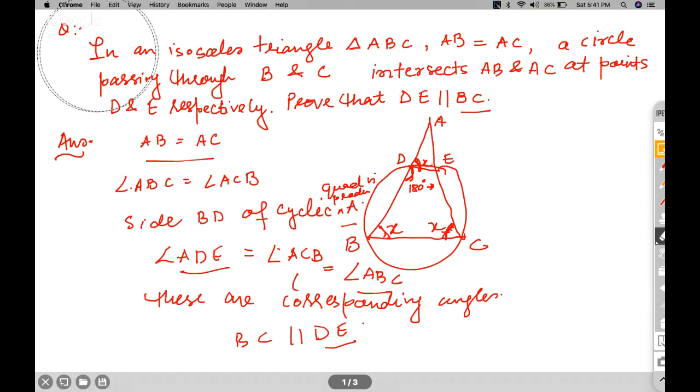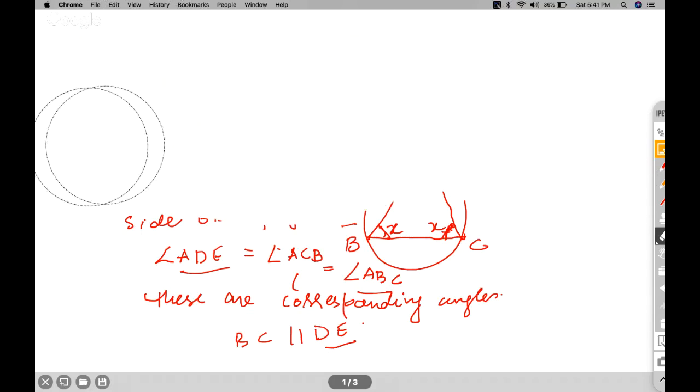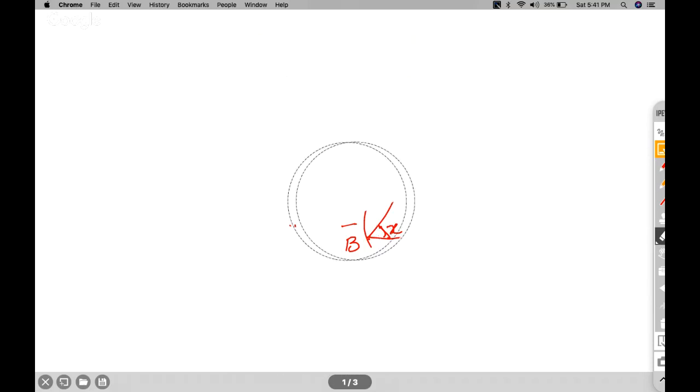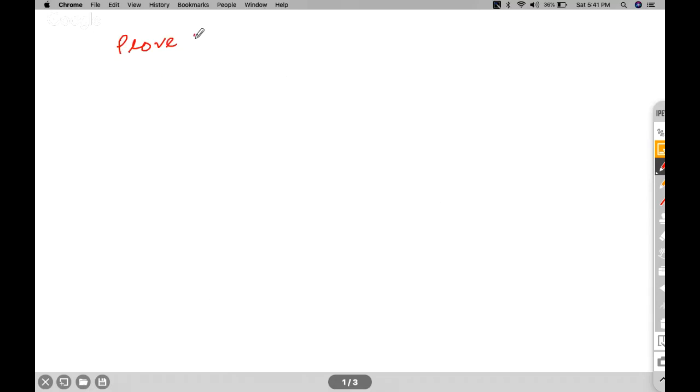One more question and then I'll finish off the session. The question is, prove that the altitudes of a triangle are concurrent.